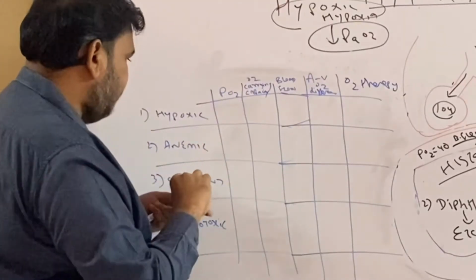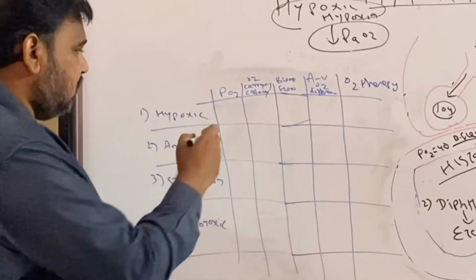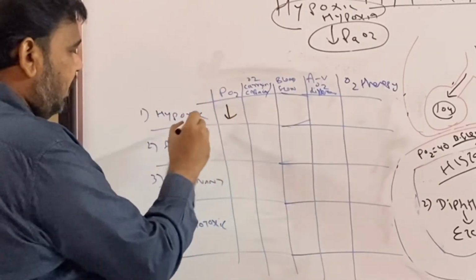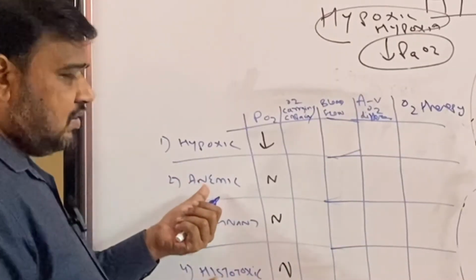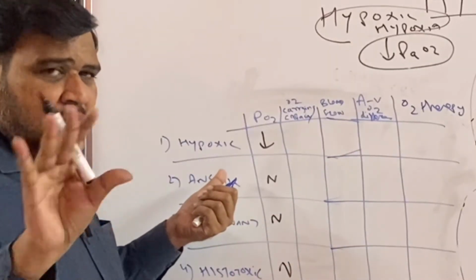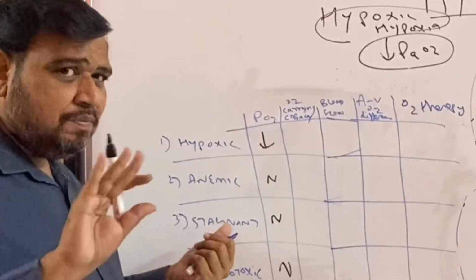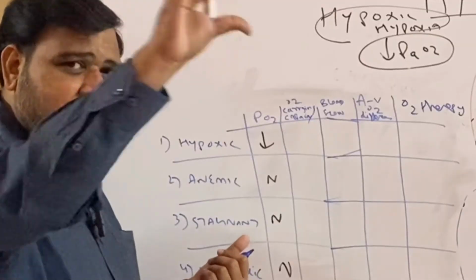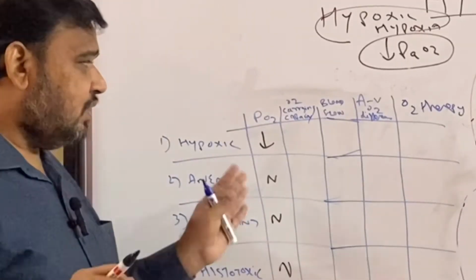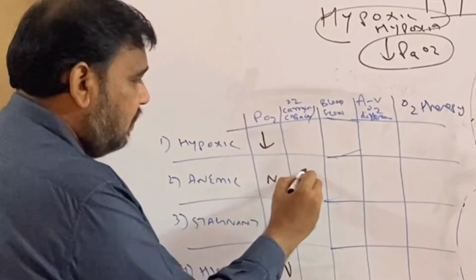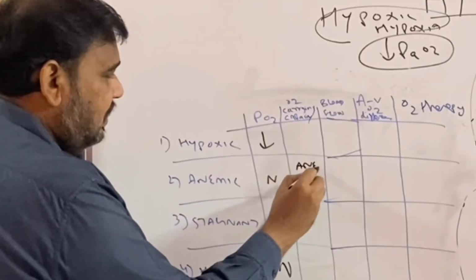For example, to make it understood, partial pressure of oxygen will be reduced in which type of hypoxia? Yes, it is decreased in hypoxic hypoxia, normal in the others. Because in anemic hypoxia, it is hemoglobin that is the problem, not the oxygen. In stagnant hypoxia, it is blood flow that is the problem, not the partial pressure of oxygen. In histotoxic, it is a problem within the tissue, not the partial pressure of oxygen. Very simple. Oxygen carrying capacity, obviously it is decreased in anemic hypoxia. We can write like this, you will understand. This is hypoxic.